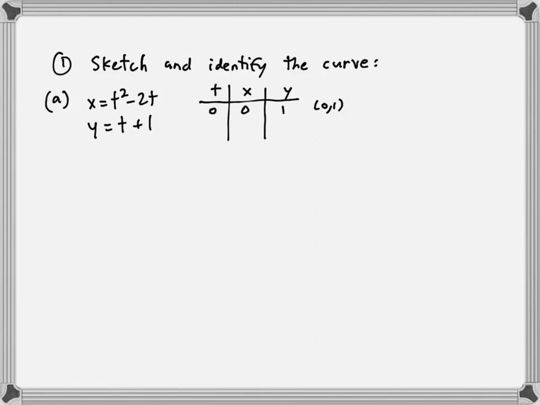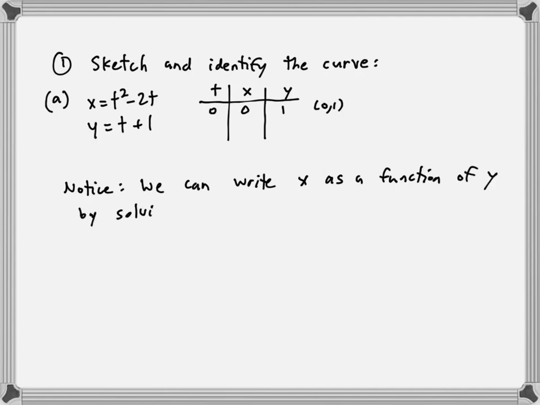Now, rather than doing this for 1,000 points and then getting an idea of the curve, maybe there's a way to actually write this as a function, the old-fashioned way. So notice, if you look carefully, we can actually write x, not y, as a function of y by solving for t. Let me show you what I mean.